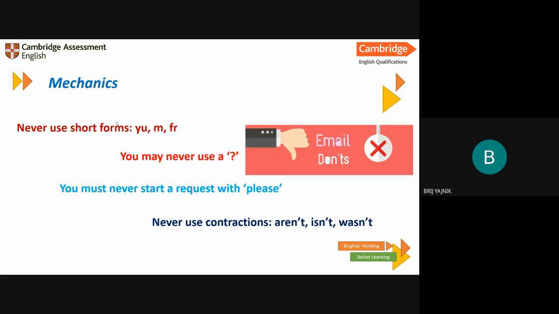In emails, you can never use the short forms. Y becomes U, and the digit 8 that you use in WhatsApp short texts. You cannot use WhatsApp short text here, right? You cannot do that. You can never use the question mark.